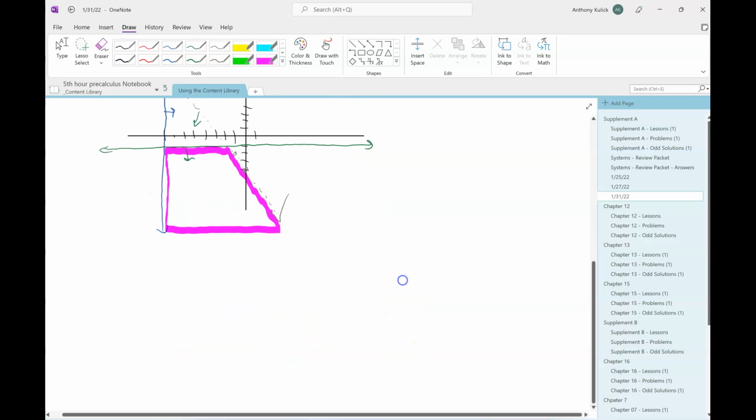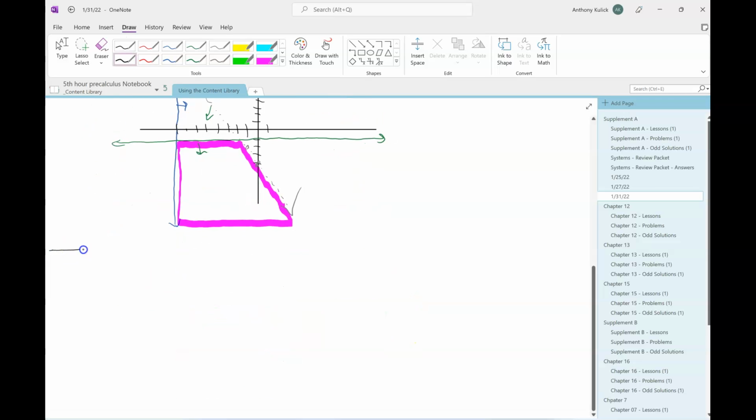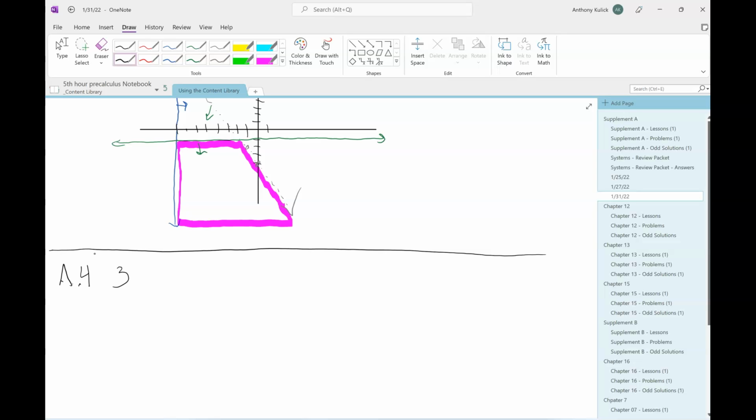Well, let's finish things up then for today. Section A4, we're just going to be looking at 3 variable systems and solving those. Just find my page here with my examples.